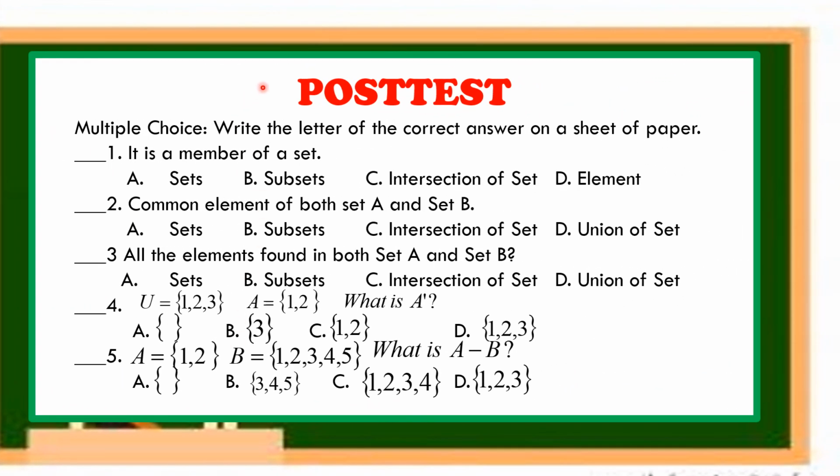So we have the following answers. For number 1, letter D. Number 2, letter C. Number 3, letter D. Number 4, letter B. And for the last number, letter A.